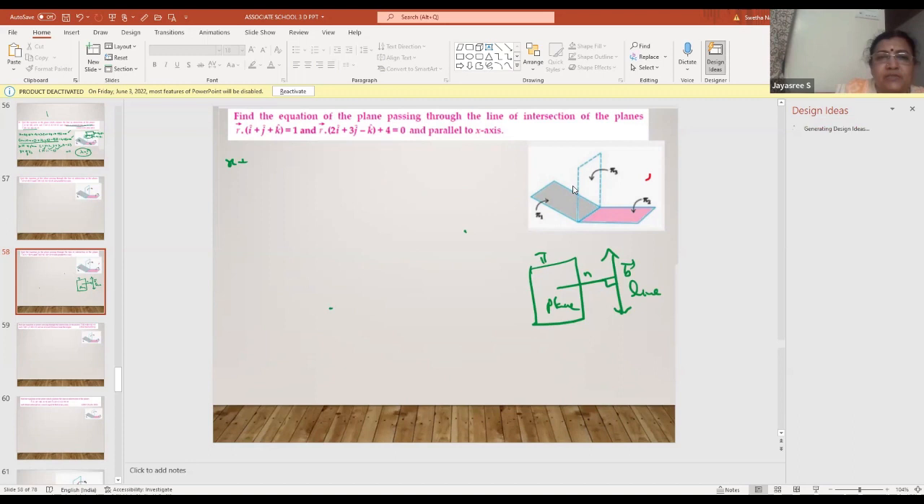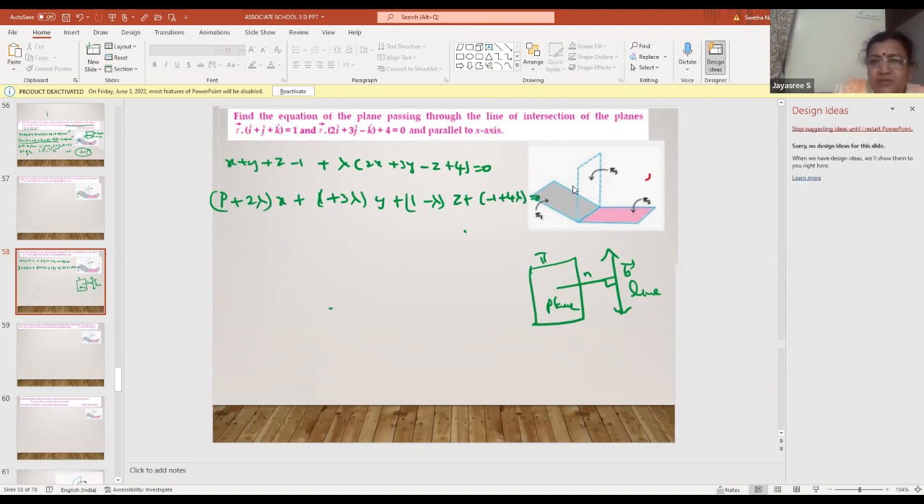Again, the same way: (x + y + z − 1) + λ(2x + 3y − z + 4) = 0. Here also, if you observe, we group the x term: (1 + 2λ)x + (1 + 3λ)y + (1 − λ)z + (−1 + 4λ) = 0. Here also we group it. Since we are grouping, we take only the normal. The children in the first pattern also take only the normal, (1 + 2λ)x, (1 + 3λ)y, (1 − λ)z, and they substitute and their sum goes wrong.